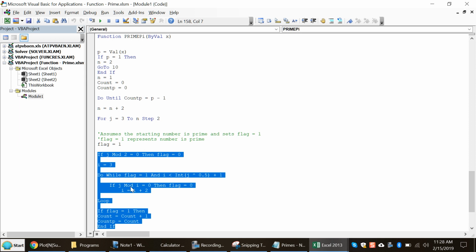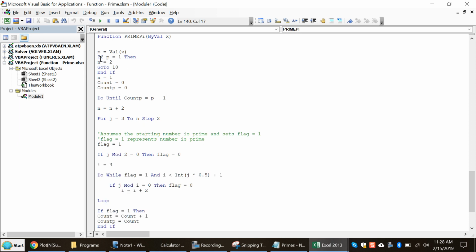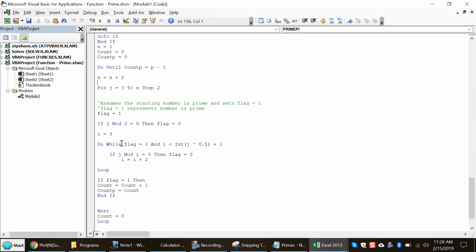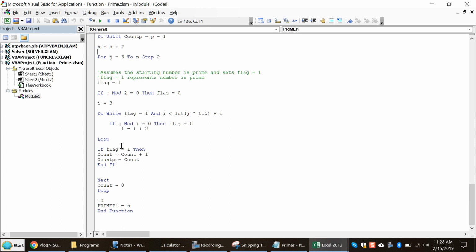Why do I add 2? Because I know all prime numbers are odd, except 2. And that's why I put this first one in. If p equals 1, then n equals 2, go to 10. So if it's 2, I say, all right, that's the only even prime number. I'll skip it. If it's odd, all I have to do is then test 3, 5, 7, 9, 11, 13, that sort of thing. Okay? That makes sense? You don't have to understand the details of this. All this is doing is giving us the nth prime number.